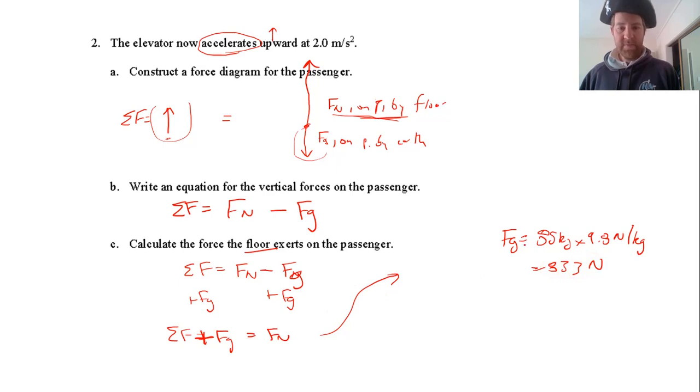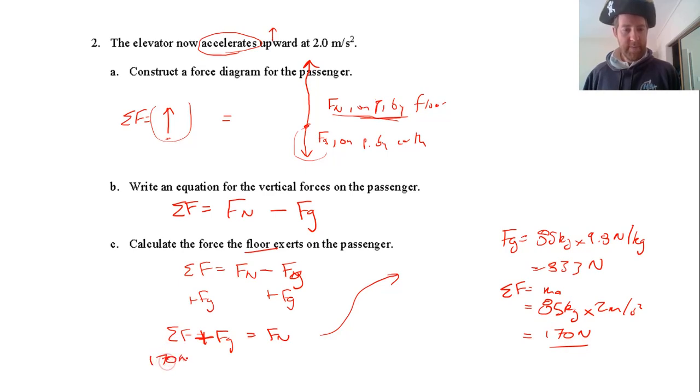Do I know how to work out the total force? Yeah, well I do, because now I've got this new formula, MA. And so total force equals MA. I've got the mass of the passenger is 85 kgs, and they're now accelerating at 2 meters per second squared, and that equals 170 newtons. So now I've got all these numbers. I've got 170 plus 833 newtons. And if I add them together, I get 1,003 newtons.